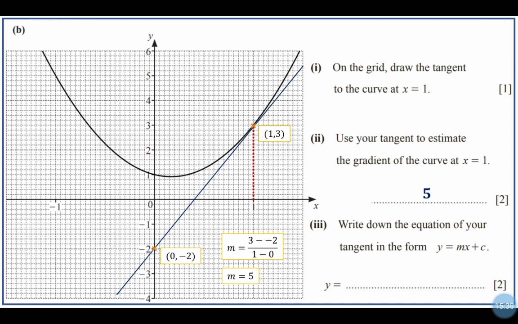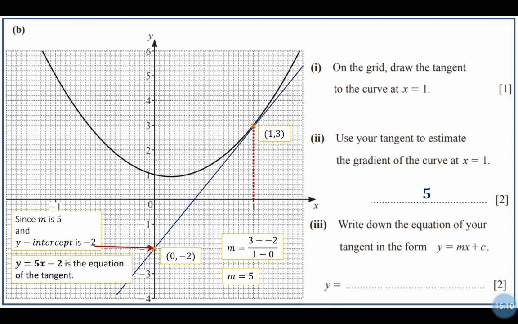Next, question number 3. Write down the equation of the tangent in the form y equals mx plus c. We know already the gradient. And then we know already, you take a look at this line. This line intercepts the y-axis at point negative 2. Actually that's basically the c. So we know already that m is 5 and the y-intercept is negative 2. Therefore the equation of the tangent is 5x minus 2. There. As easy as that.